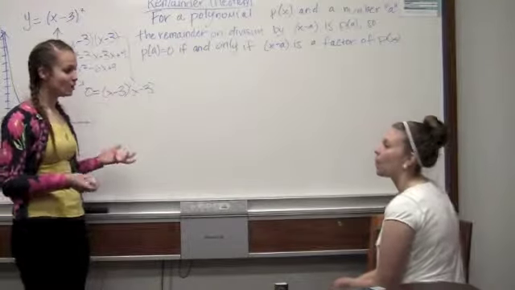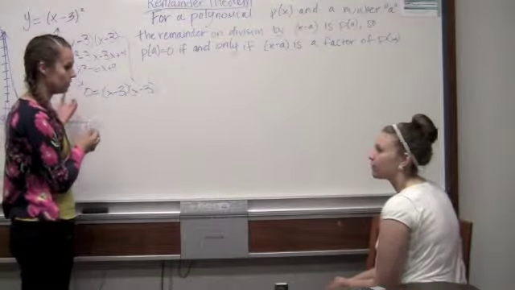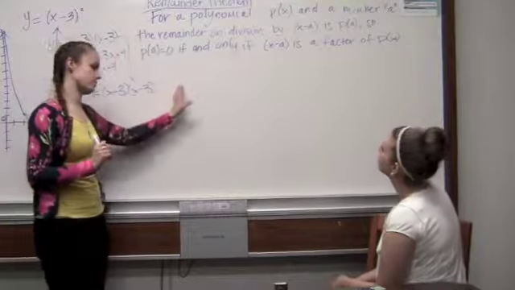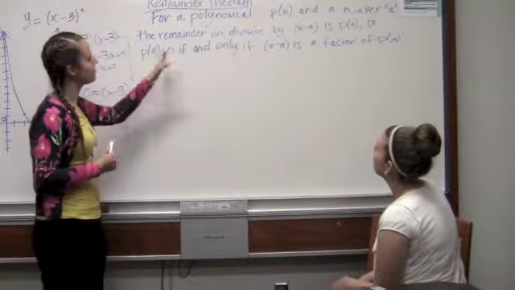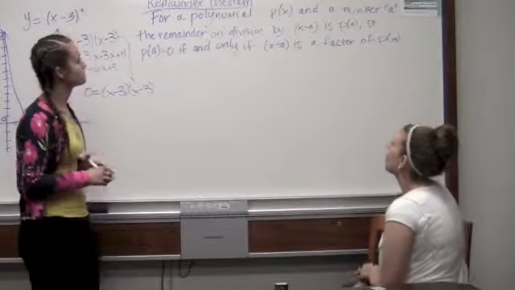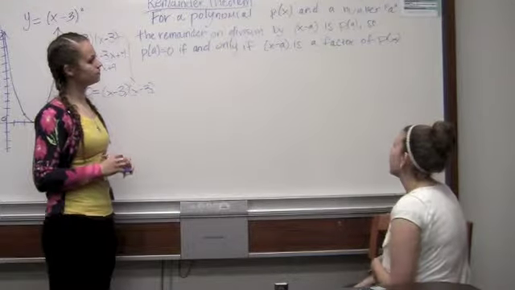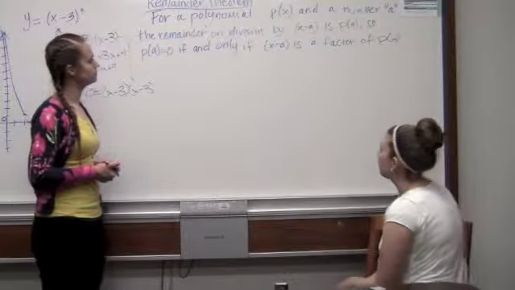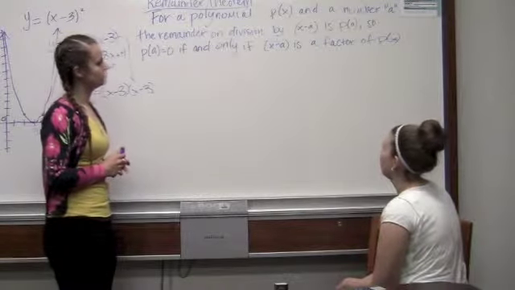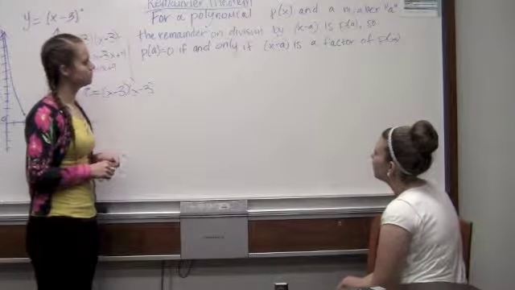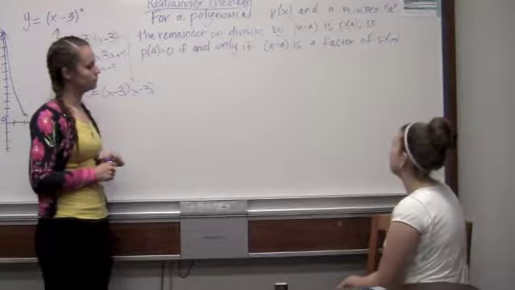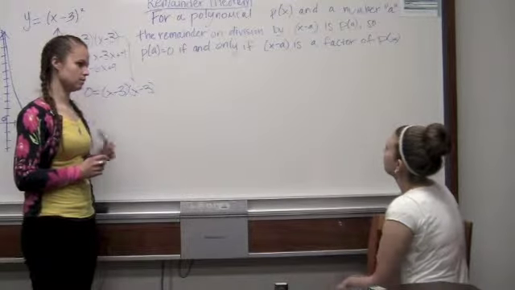Now we're going to apply what we learned before with finding the zeros and with the long division, and we're going to talk about the remainder theorem. Would anyone want to read that to me? For a polynomial p of x and a number a, the remainder on division by x minus a is p of a. So p of a equals 0 if and only if x minus a is a factor of p of x. Whew, that was a lot.